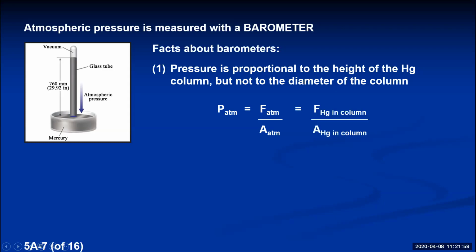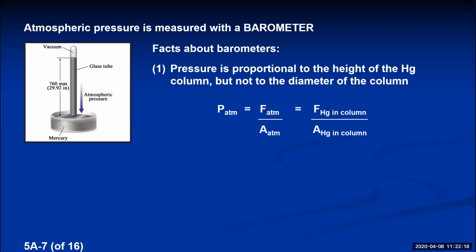So the pressure of the atmosphere must also equal the force of all the mercury atoms in that long column pushing down on that small little area of mercury in the column. Why do they have to be equal? Because the column of mercury is stationary. There's an equilibrium. The forces must be equal.